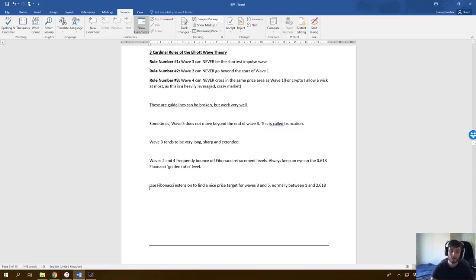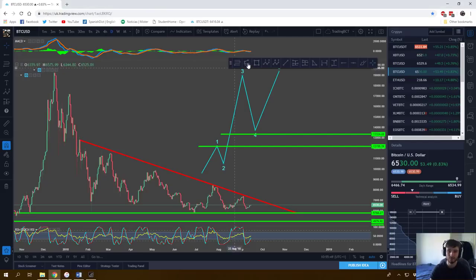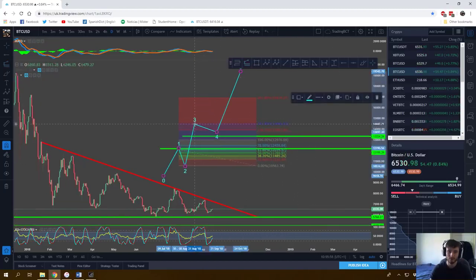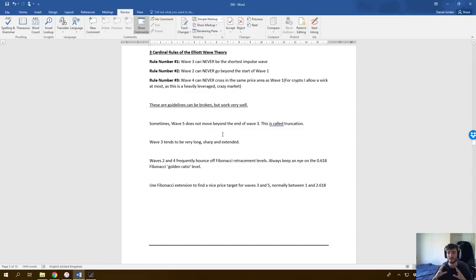And finally, use Fibonacci extension to find price targets for wave 3 and 5, and I would for standard be targeting between 1 and 2.618, okay? And that essentially just means taking your Fibonacci extension and using it like this, and from here you can get your price targets for wave 3 and wave 5, where you'd hope to see your extension targets being met like that, okay? So that covers the theory behind Elliott waves, okay?